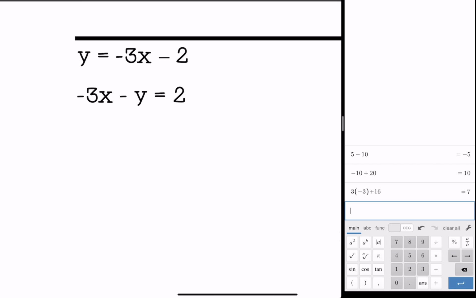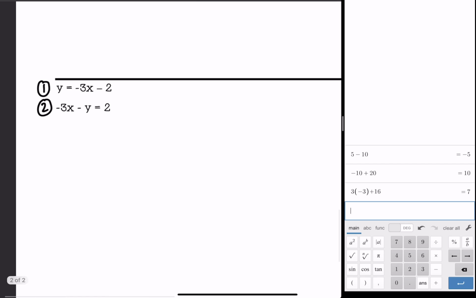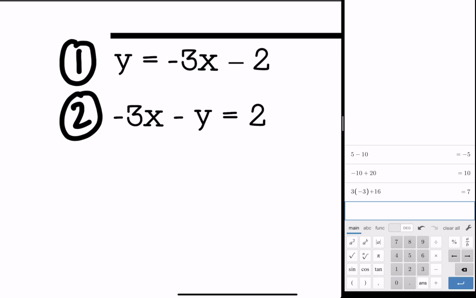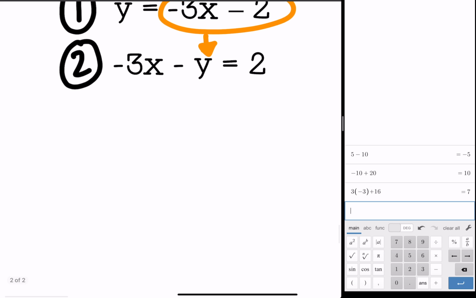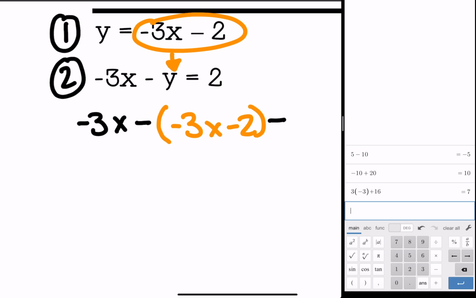Let's look at the next one. So we have our first one, we have our second one. We have to write our answer as x comma y. So which of the first or second one has a letter equaling a bunch of stuff? Well, the first one has a letter that equals a bunch of stuff. Y equals a bunch of stuff. So we're going to replace y in the other equation with all this stuff. And that's the only thing that changes, right? We still have that negative 3x. We still have that minus. But now instead of a y, we have parentheses negative 3x minus 2. Equals 2 is still there. But remember, there's technically a negative 1 in front.